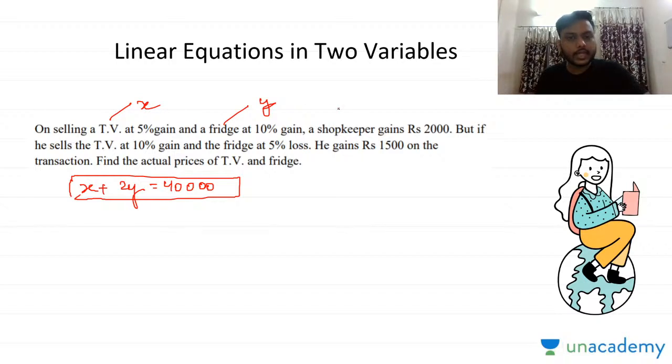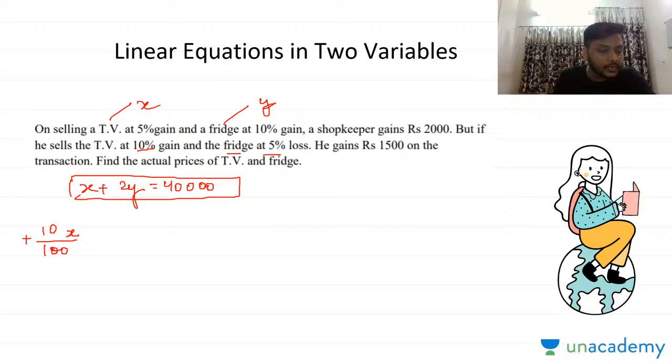Now guys, in the second equation I'm talking about the TV at a gain of 10% and the fridge at a loss of 5%. Understand? The gain will be 10% of x, which means 10 upon 100 into x. This is your gain, that is why it is plus. And now the loss that you incurred, will it be minus or plus with this gain?